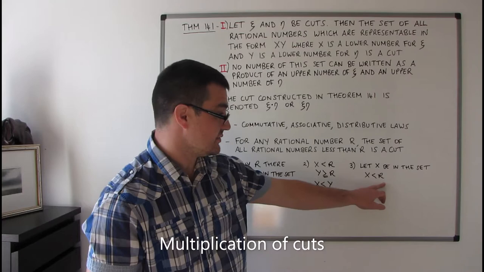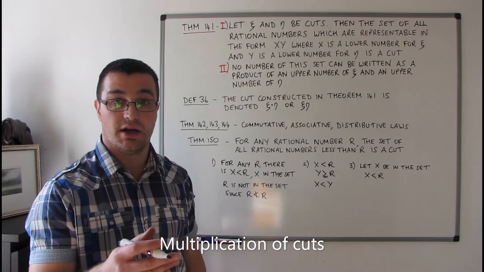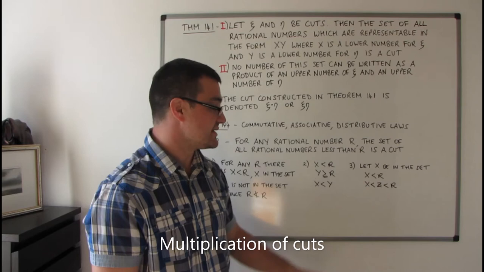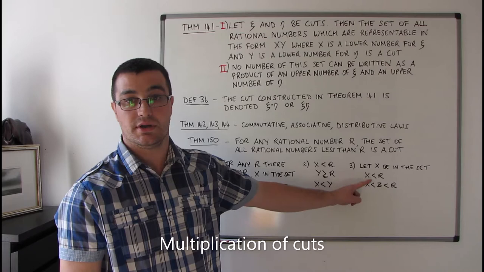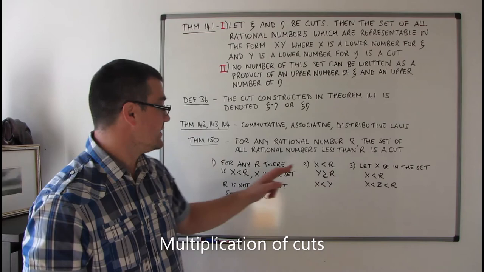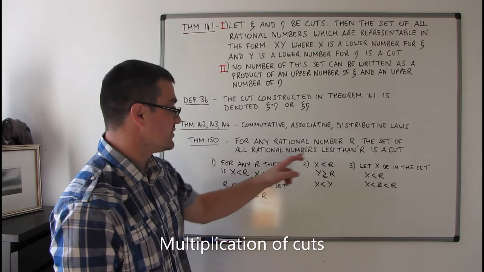So I can choose a third rational number, let's say z, which lies between them. Well, z being less than r must be in the set, but z is greater than x. So for any arbitrarily chosen number in our set, we can find another one that is still in the set but greater than it. So that's all three conditions satisfied, and therefore r is indeed a cut. The set of all rational numbers less than r is indeed a cut.